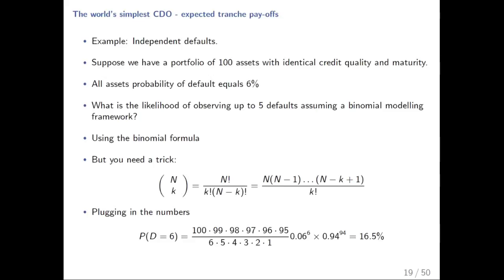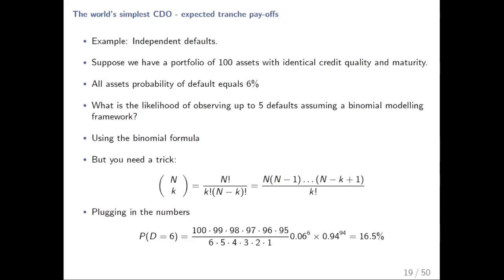And how would I then compute this number here, if I had 100 assets and a 6% default probability? Here I'm computing the probability of 1, 2, 3, 4, 5, 6. So not 5, I'm computing the probability of 6 defaults here. You plug this in, 100 times 99 times 98 times 97 times 96, all the way down to 95 because there are 6 defaults. And then you normalize by 6 factorial on the denominator and then plug in the probabilities. And if you do that, I think you get a probability of observing 6 defaults equal to 16.5%.